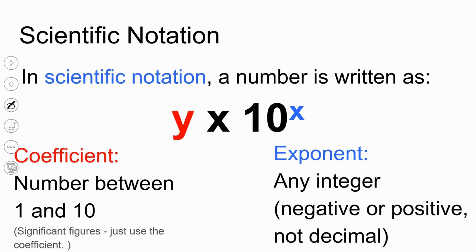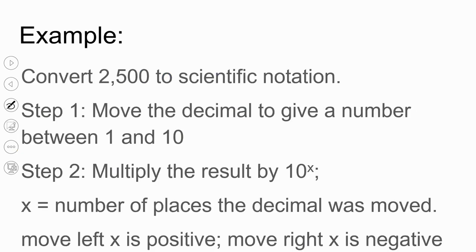Have you done scientific notation in your math classes before? Okay, so this should be a review. If it's not, we're learning it today. We need a coefficient, then times 10 to the exponent. The coefficient needs to be a number between 1 and 10, and we count significant figures just based on this coefficient. Then the exponent needs to be an integer. It can be positive or negative, but it needs to be an integer, not a decimal or a fraction. So that's our scientific notation review.